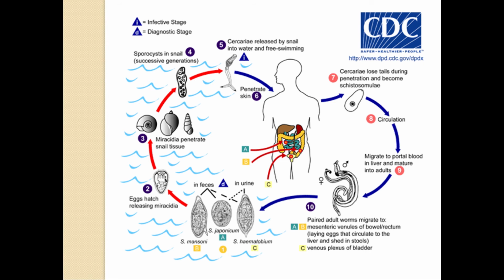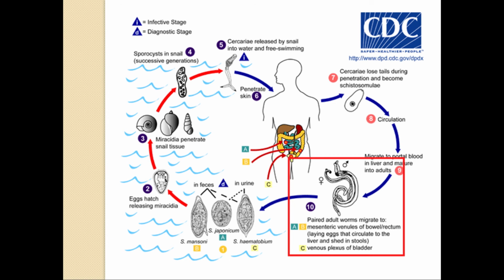As you can see in this picture, this is the life cycle. This is the cercariae with the forked tail, the split tail. It will penetrate the skin. The cercariae will lose its tail and become a schistosomule. It will enter the circulation, then migrate to the portal blood in the liver and mature to adults. Paired adults are always found together, male and female. Okay? They are found together all the time.